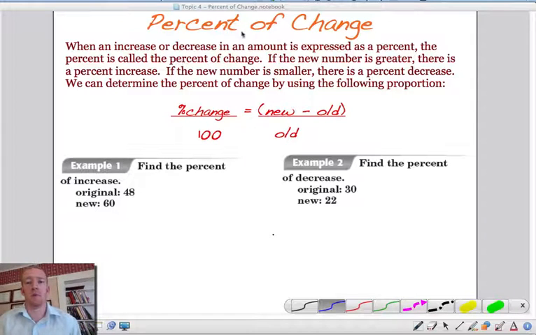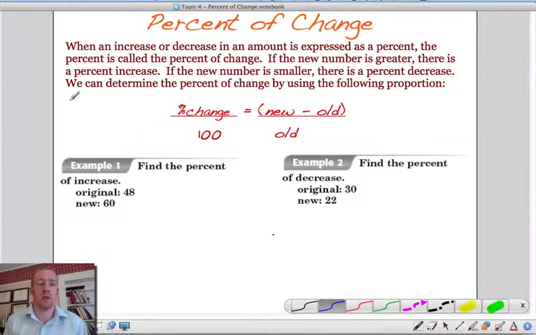All right, so here's a big topic called percent of change. Basically, if you're given some initial amount and then a new amount, how much did it change? And it's always a percentage in reference to the original amount. So let's think of a really easy example.